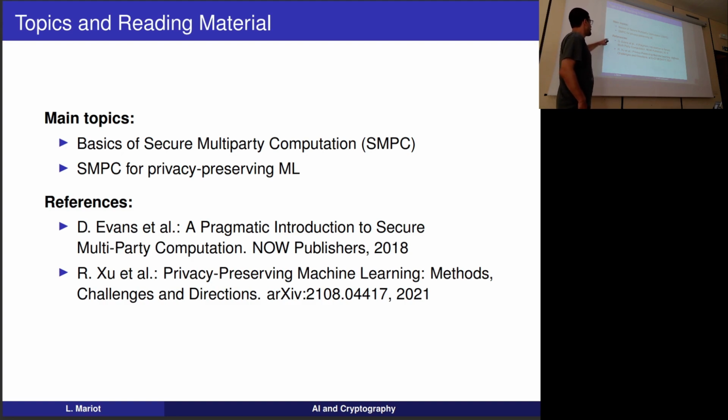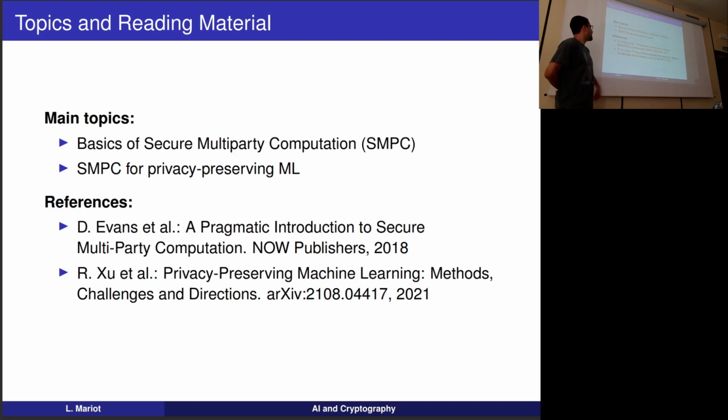So these are the two main references that you can look at for this part. There is this nice book by Evans, Kolesnikov, and Rosulek called A Pragmatic Introduction to Secure Multiparty Computation, which is quite a thin book, so it's also easy to read, like 100 pages or something, so also for having just a quick reference for the various protocols, and it's available online on the website of the authors.